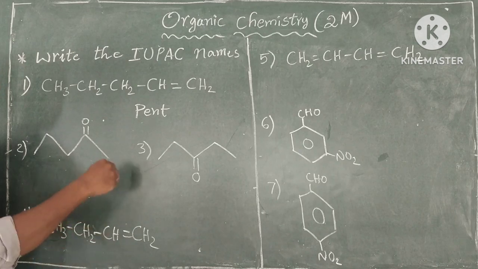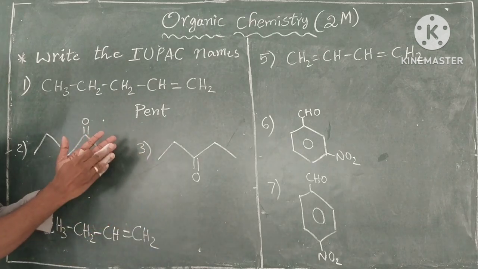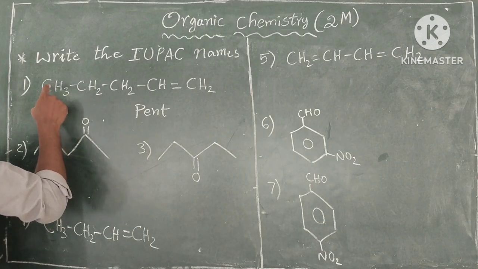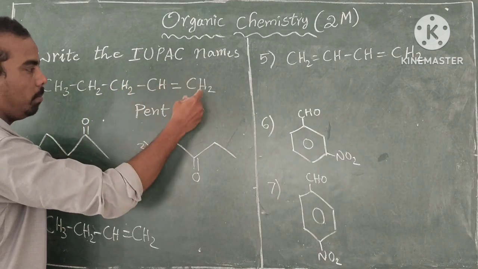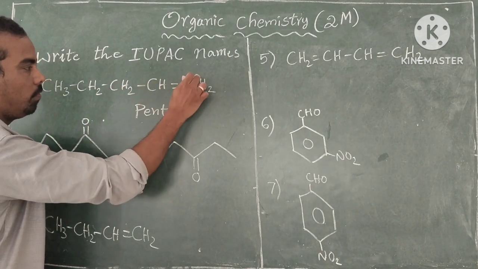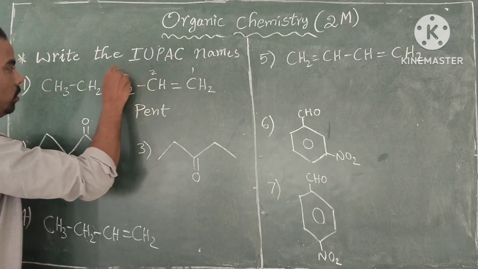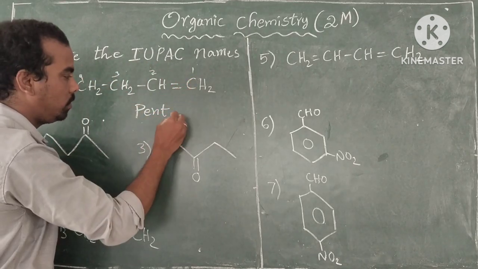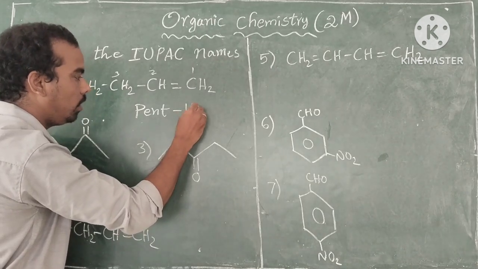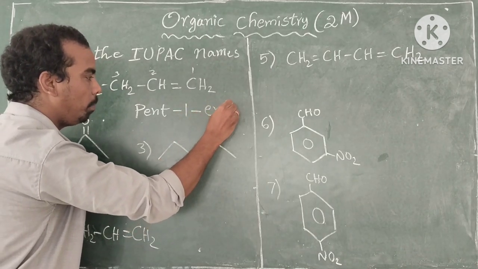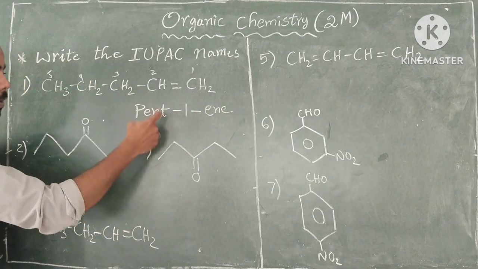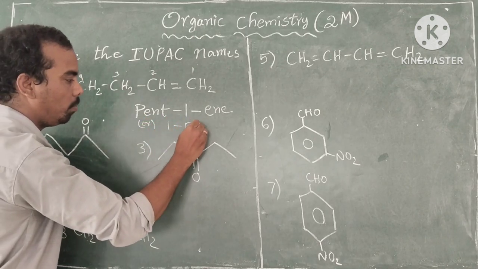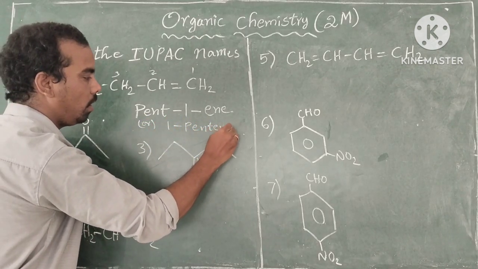The double bond is present at which position? Double bond always gets the least, first priority. Numbering from left, it is the fourth position, but from right to left it is 1, 2, first priority. So 1, 2, 3, 4, 5. The double bond is present at the first carbon atom. So it is pent-1-ene, or simply 1-pentene. Both are correct.